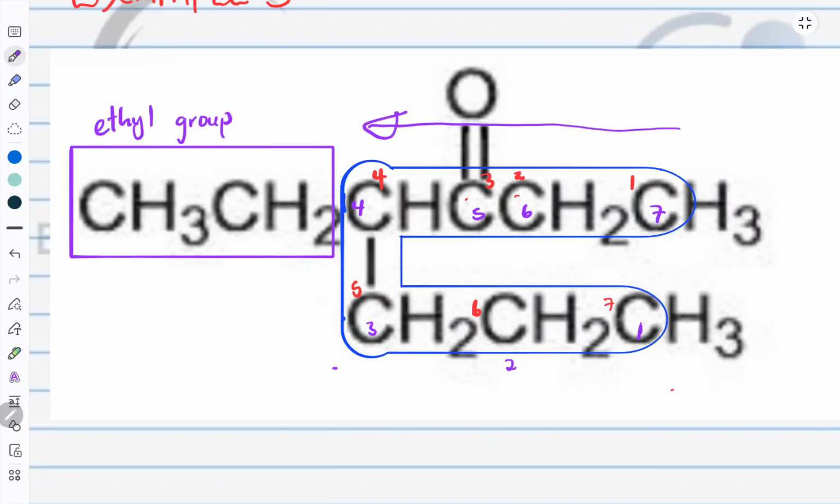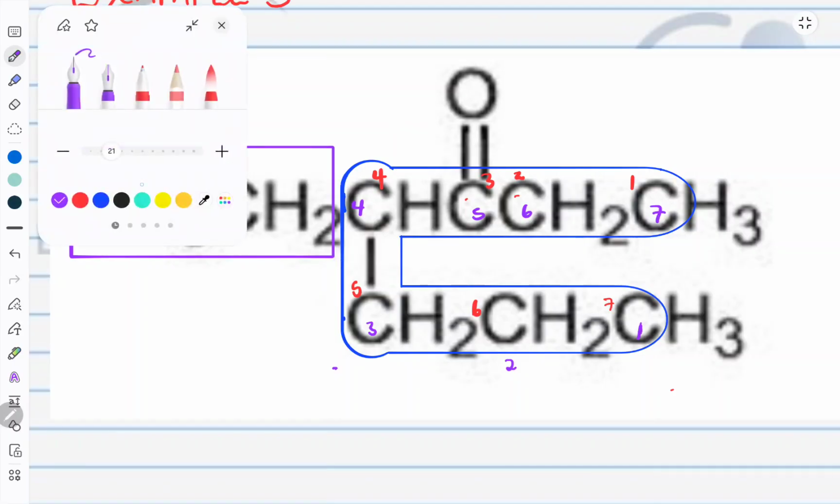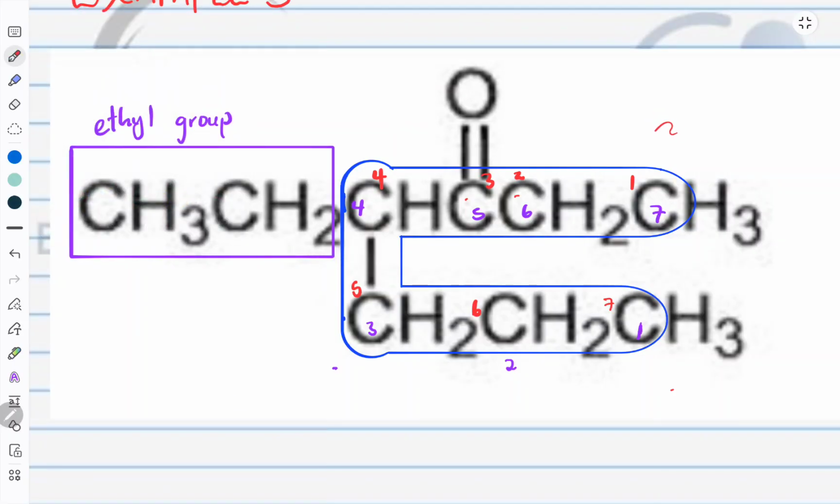So the red numbers. If you can't see the red numbers, basically what I'm saying is we number from here, we go this side, we move along the chain, right? When we get to the end, we go down, and then we continue until the far end where the chain finishes, or where the chain ends. All right, so that's how we are numbering.